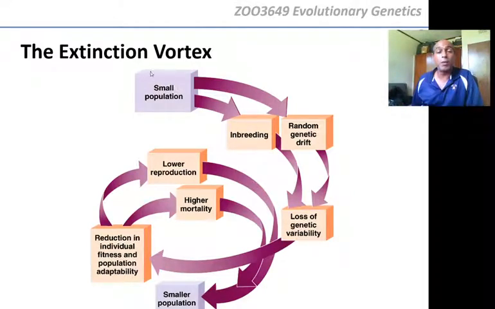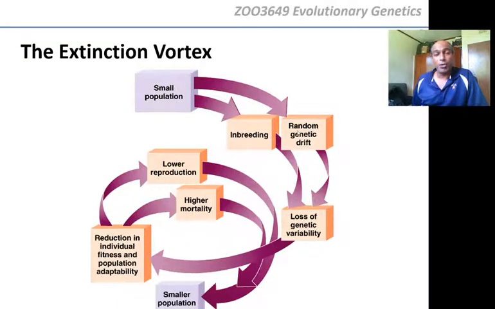Okay, so you start with a small population. Let's follow what happens due to genetic drift. Because it's a small population, drift is much higher in that population. Drift will reduce genetic diversity, okay? And when you lose genetic diversity, you will lose fitness, lose the ability to adapt, all right? And so let's just stop there and go back to the small population.